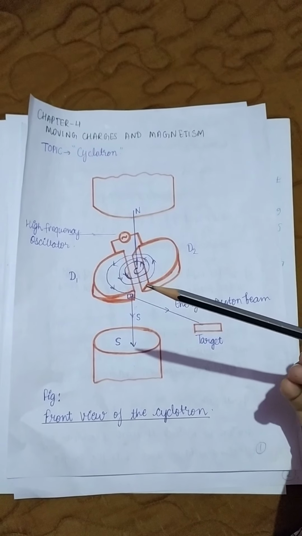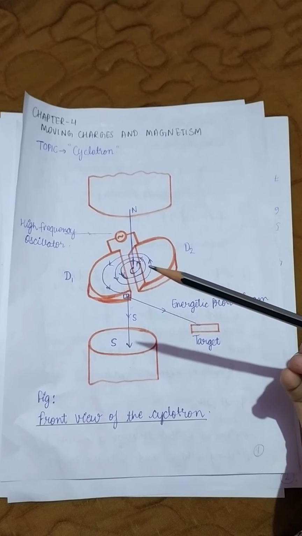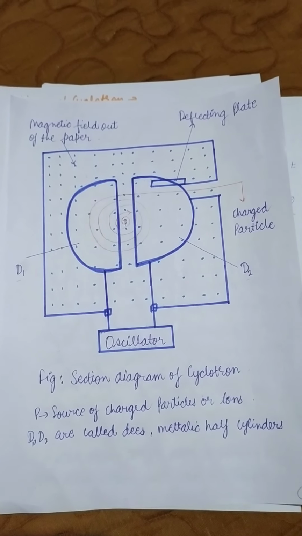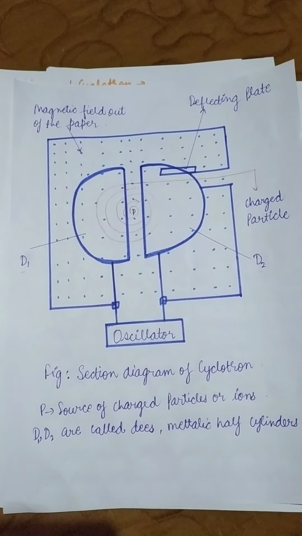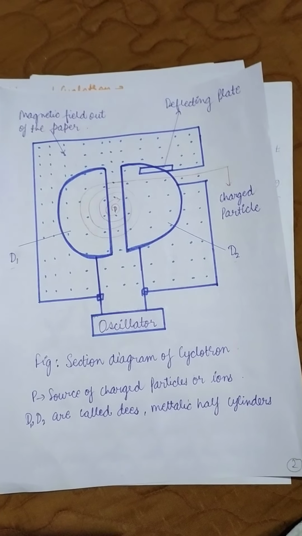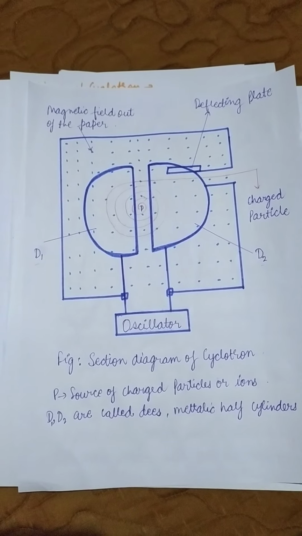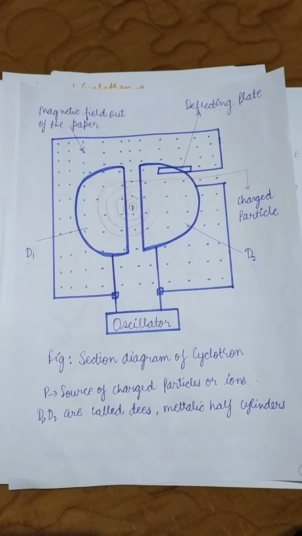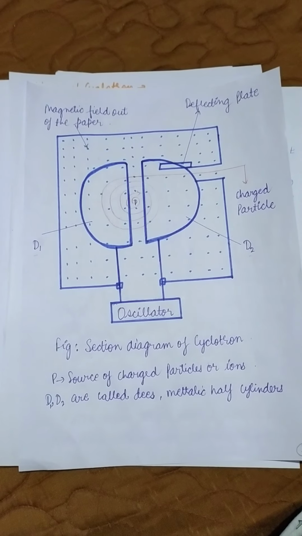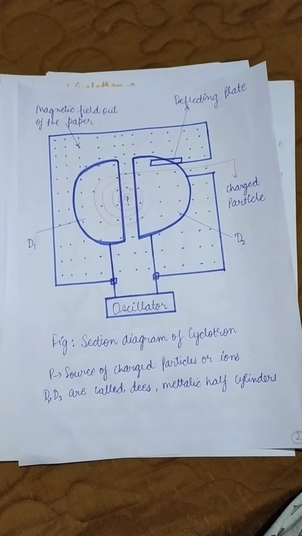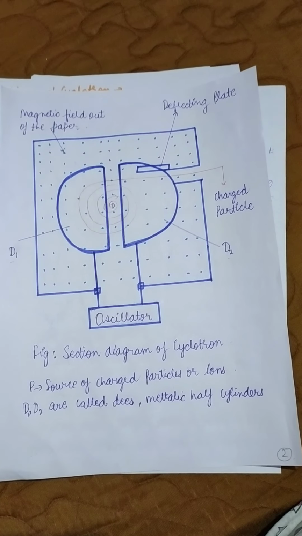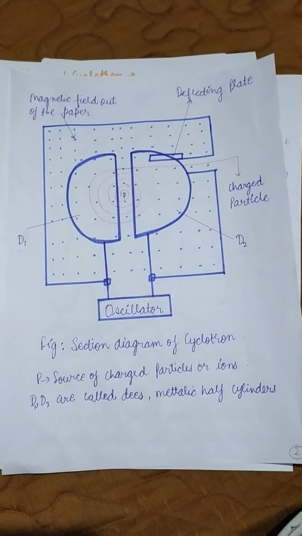So let me go to a better image. This is how it looks. First of all, let me discuss what a cyclotron is. A cyclotron is a device which is used to accelerate charged particles like protons, neutrons, alpha particles, etc. We need this cyclotron particularly to accelerate these charged particles to a very high energy.